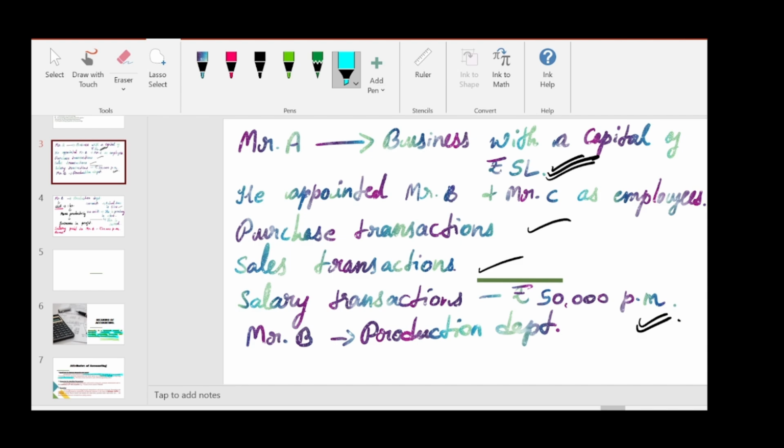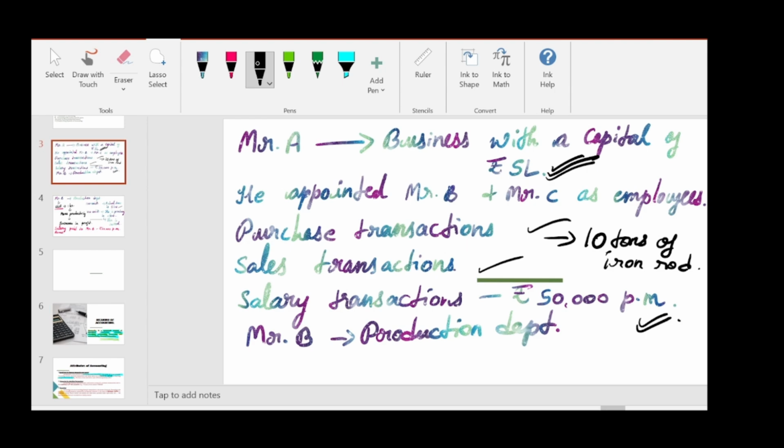So the second main thing is, for a transaction, if there is a number, we need to measure it in monetary terms. For example, purchased 10 tons of iron rod. If only this is given, can I record it in the financial books of accounts? No, because I cannot record 10 tons of iron rod, because only the financial aspect, that is the monetary value, is recorded in the books of accounts. So with this information, I can't do anything.